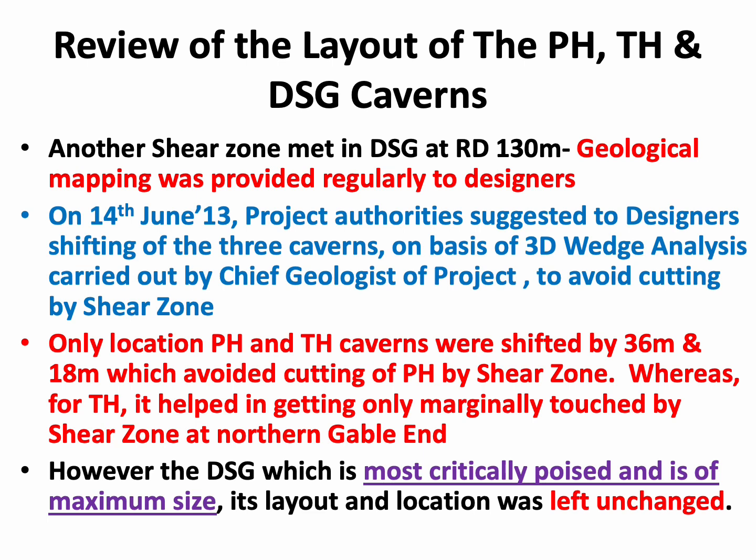Another shear zone met in the downstream surge gallery at RD 130 meter. Geological mapping was provided regularly to the designers. On 14th June 2013, the project authority suggested to designers shifting the three caverns on the basis of 3D wedge analysis carried out by the chief geologist of the project to avoid cutting by the shear zone. Only the location of the powerhouse and transformer hall caverns was shifted by 36 meters and 18 meters, which avoided cutting of the powerhouse by the shear zone, whereas the transformer hall was only marginally touched by the shear zone at the northern gable end. However, the downstream surge gallery, which is most critically poised and is of maximum size, had its layout and location left unchanged.